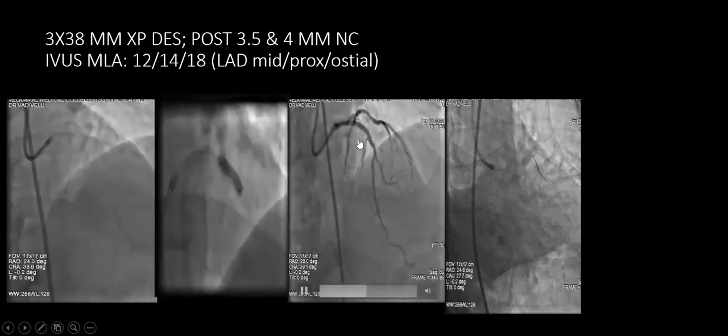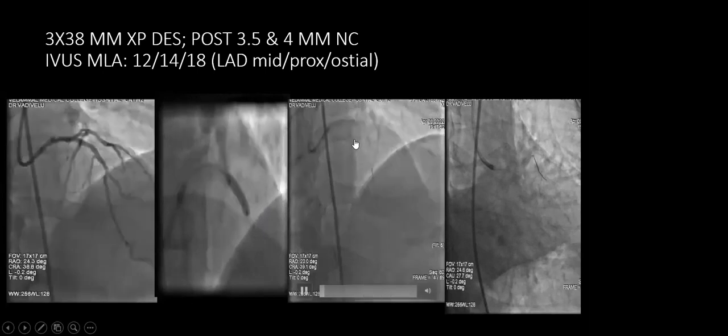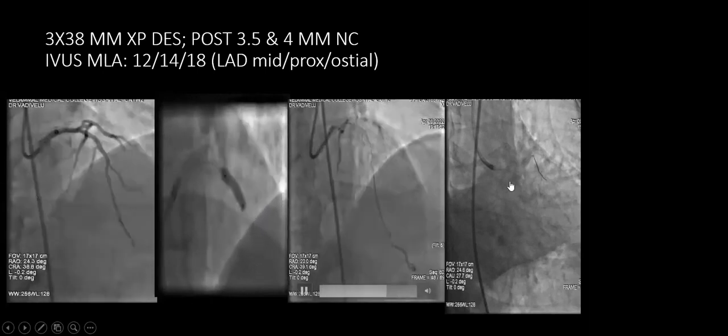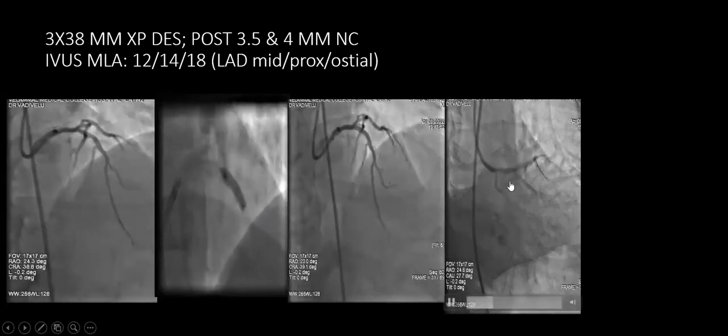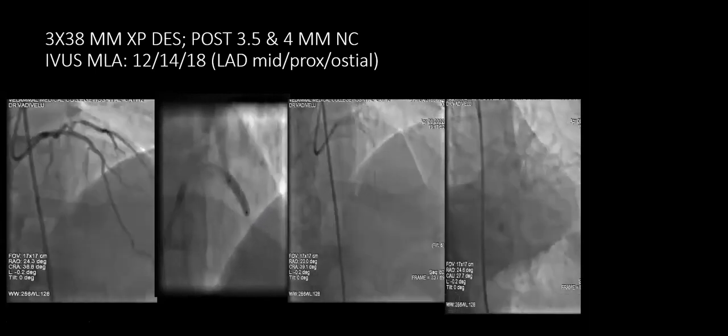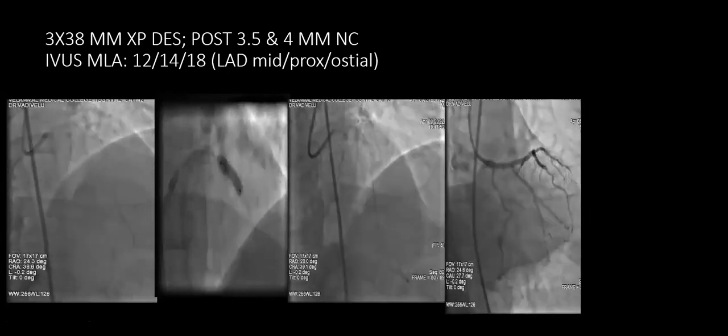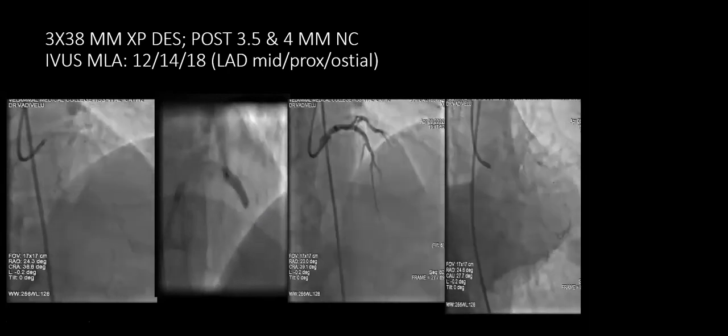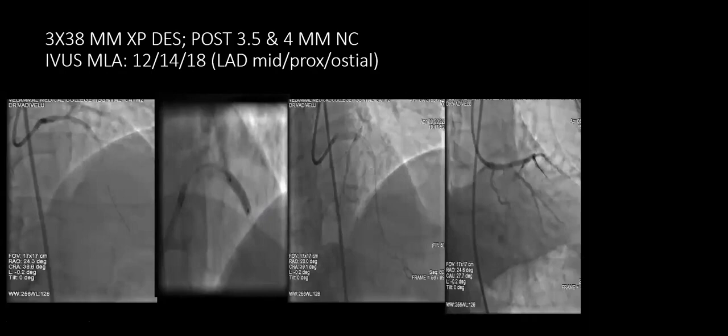And this is the final epicranial view showing a nicely expanded lesion at the tight spot. And here, this is the epicaudal view showing reasonably a good result according to me. And even the imaging didn't find any significant under expansion.